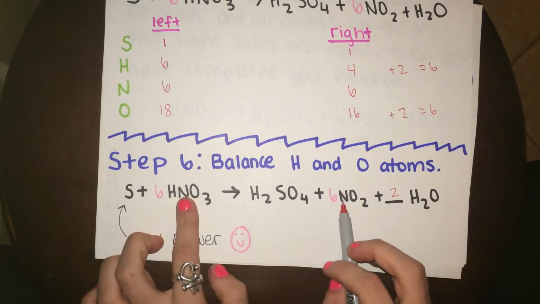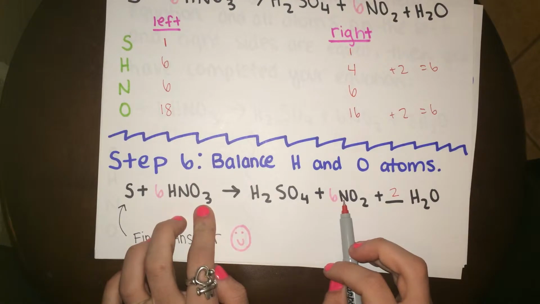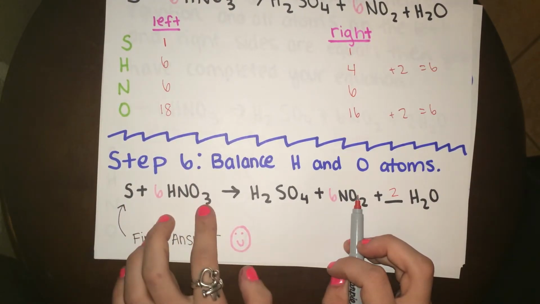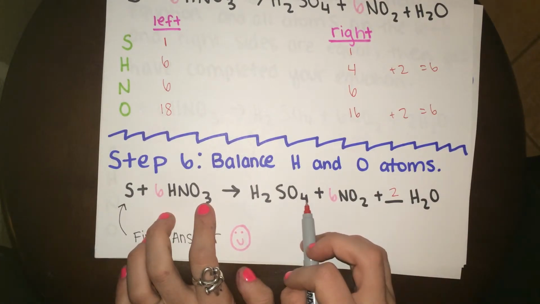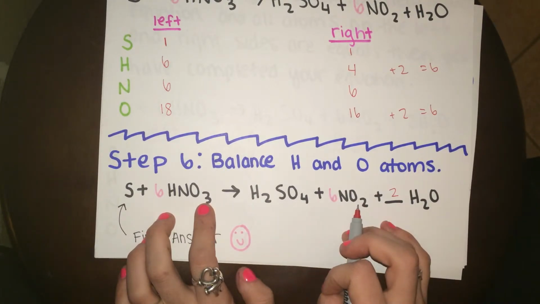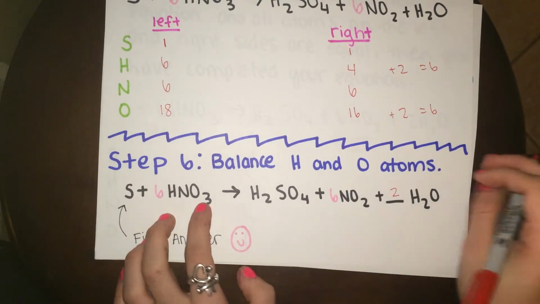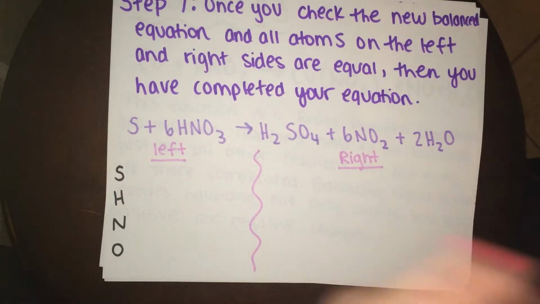There's 6 nitrogen, 6 nitrogen. There's 3 oxygens here, and then 3 times 6 is 18, so there's 18 oxygens total. And there's 4 oxygens here, and then there's 12, so 4 plus 12 is 16, plus 2 more, because that 2 goes to hydrogen and oxygen. That means that there's 18 oxygens total.